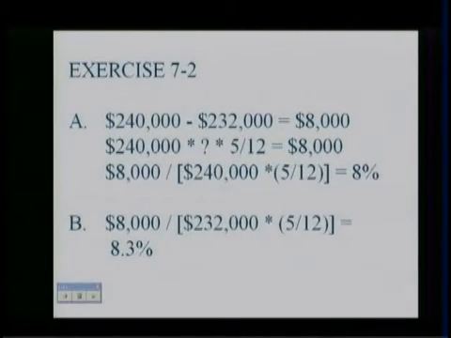Part B, it says calculate the effective rate of interest on the note. Well, we're only getting, in our hot little hands, $232,000. But we're paying $8,000 worth of interest on that. So using our I equals PRT formula, we can calculate that over the 5 months, we're actually paying 8.3% interest on the note. So that's the actual percentage rate.